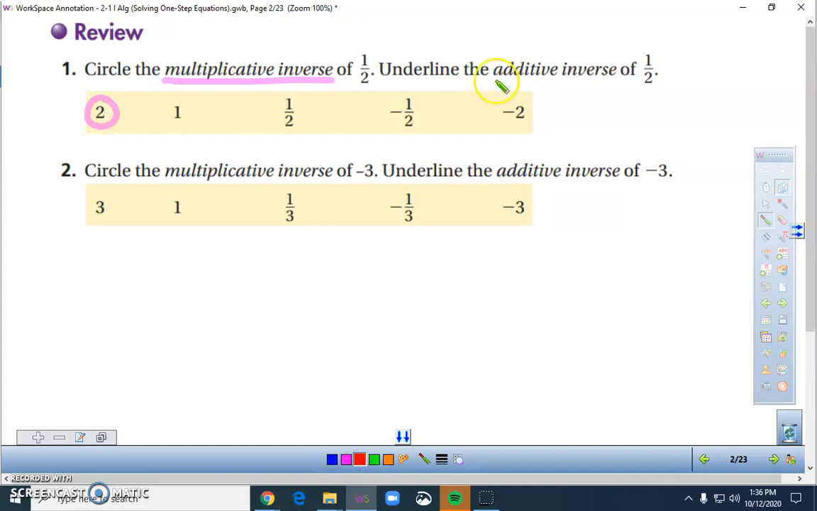What is the additive inverse of 1/2? What number would you add to it to make 0? So 1/2 plus what would be 0? And there it would be negative 1/2 added to 1/2 would equal 0. Okay, all right, pause your video and answer number 2. All right, hopefully you said the multiplicative inverse is negative 1/3 and the additive inverse is 3.